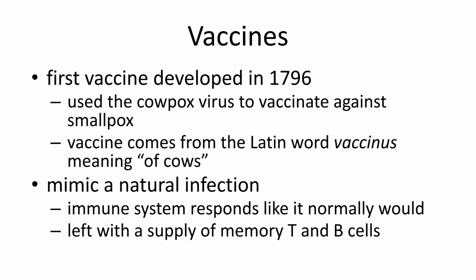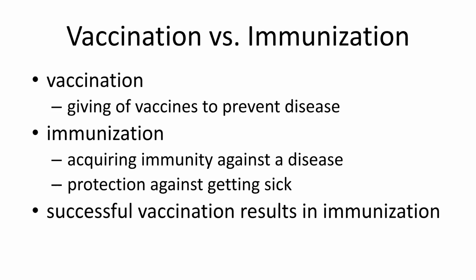The first vaccine was developed in 1796 using the cowpox virus against smallpox. Vaccines mimic a natural infection, allowing the immune system to respond normally and leave behind a supply of memory T and B cells. Vaccination is the act of giving vaccines to prevent disease. Immunization is the resulting acquisition of protection against a disease. Successful vaccination results in immunization.